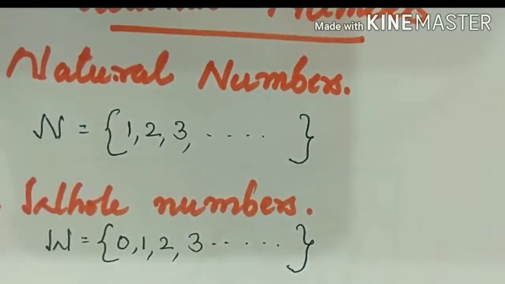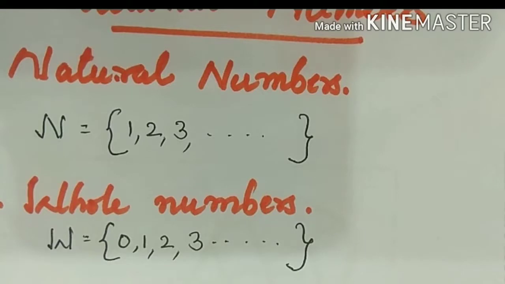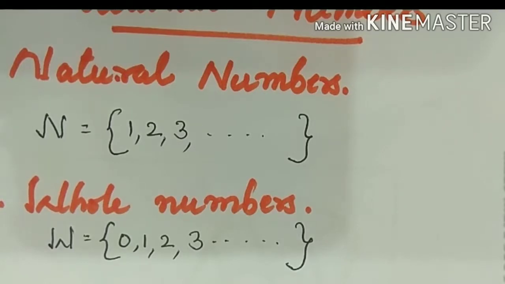Next, let us learn whole numbers. Natural numbers together with 0 form the set of whole numbers. The set of whole numbers is represented by the letter W. W is equal to the set 0, 1, 2, 3, etc. The smallest whole number is 0 and the greatest whole number is infinity.